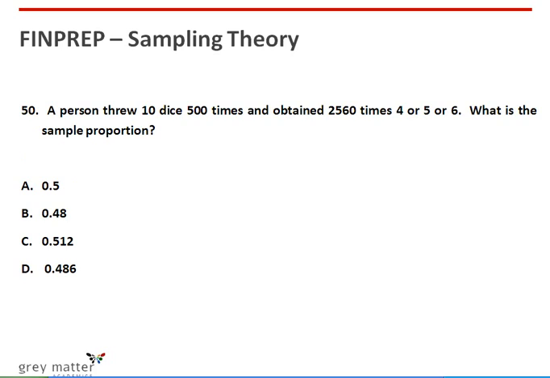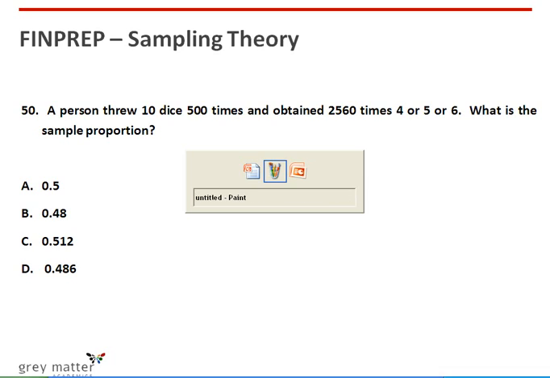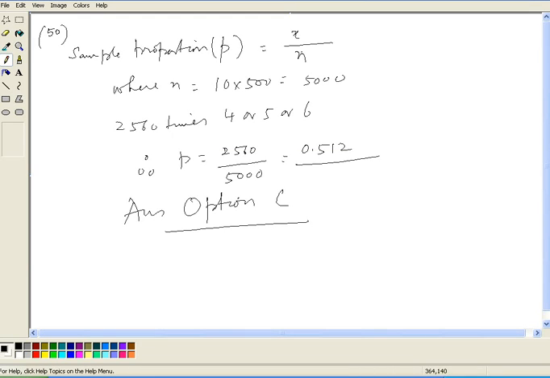The last question, that is the 50th question of the session, states a person threw 10 dice 500 times and obtained 2560 times 4 or 5 or 6. What is the sample proportion? Going to our PowerPoint worksheet area, sample proportion P, or the probability of getting these values, is the number of successful events, which is 2560 times. 10 dice thrown for 500 times means 5000 times, equivalent to throwing 5000 times one die.